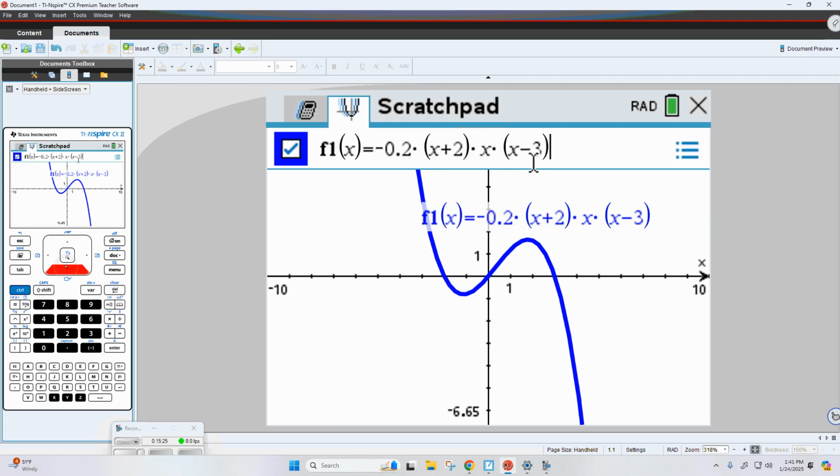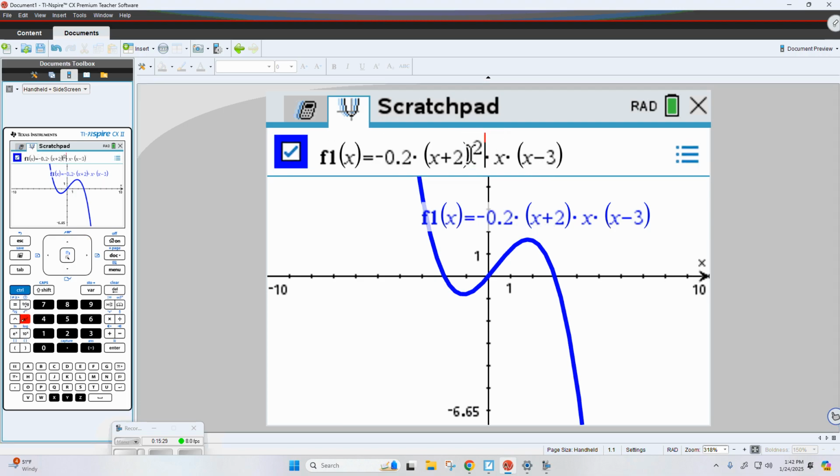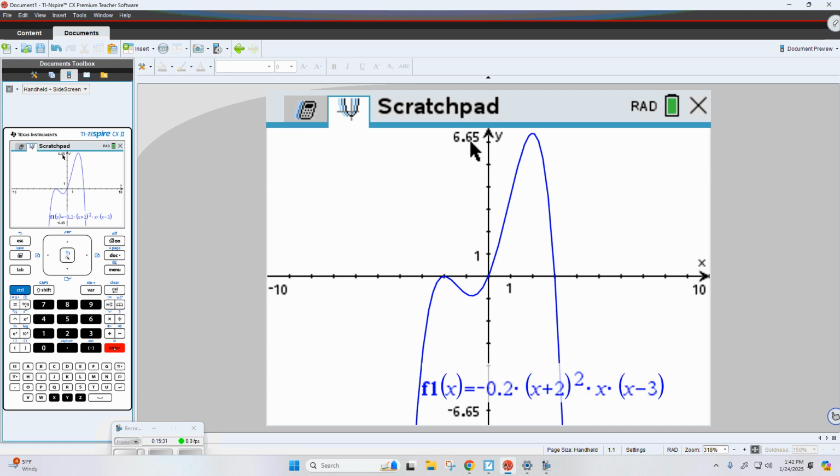Come on. There we go. I forgot the squared on that one. Okay, so let's put the squared in there. That's better. So that pretty much looks exactly like the graph I have, but let's just be sure. Let's go ahead and put in the other coefficient to see what happens. Right now the negative 0.2 is looking pretty good.